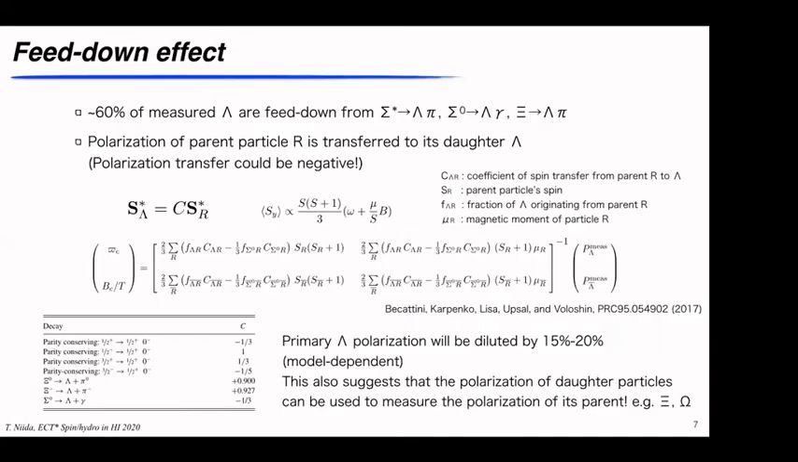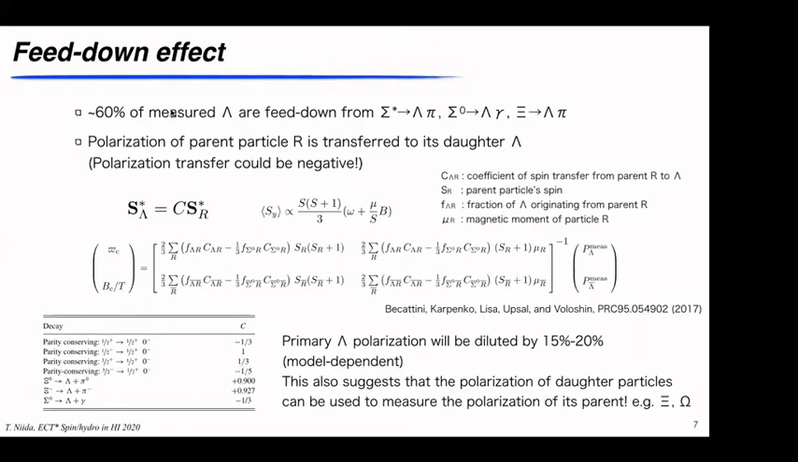Experimentally, most of the measured lambdas are coming from feed-down, such as from sigma star, sigma zero, or psi. So if your parent particle R is also polarized, that polarization will also be transferred to the daughter lambda. Here S_R star is your parent particle spin vector, this is your daughter lambda spin vector, and C is a polarization transfer factor. This C depends on your decay process, so it could be positive or negative.